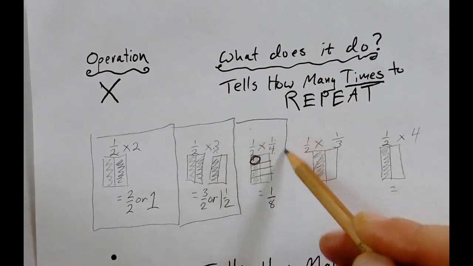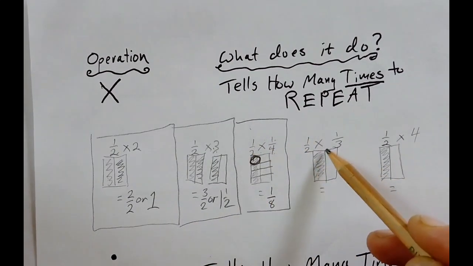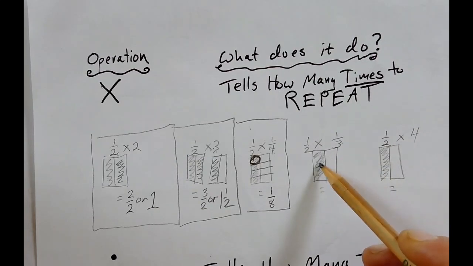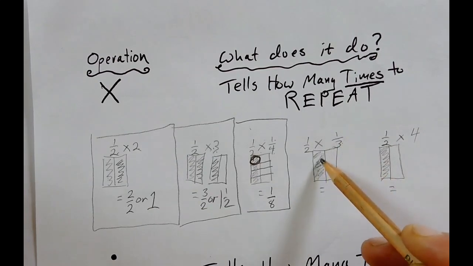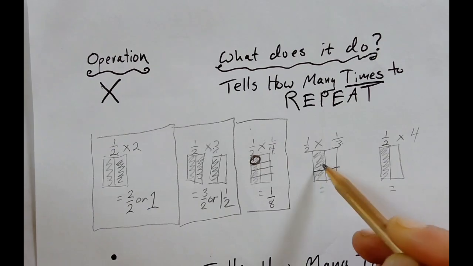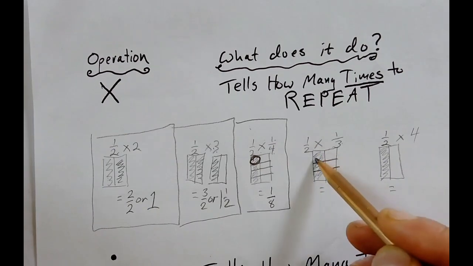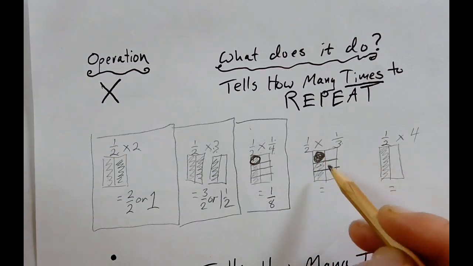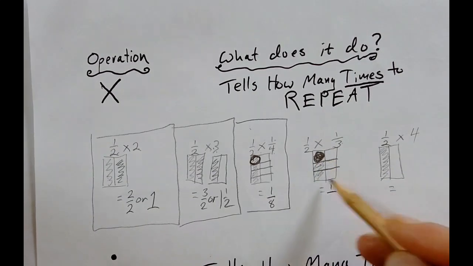1/2 repeated 1/4 of a time is 1, 2, 3, 4, 8, so 1/8. Let's do 1/2 repeated 1/3 of a time. Now that means it's going to get smaller. We're repeating it, but we're repeating it less than 1 time. So here's my 3 parts. We are going to take 1 of those parts. So that's going to give us 1 part out of 6.